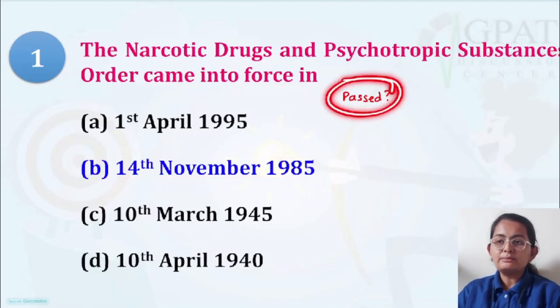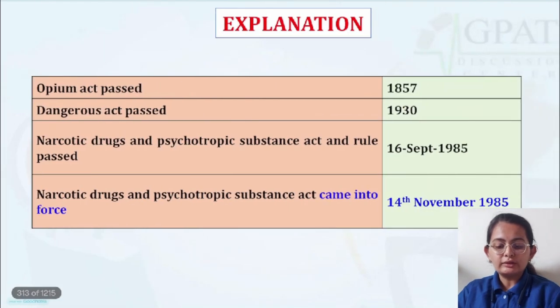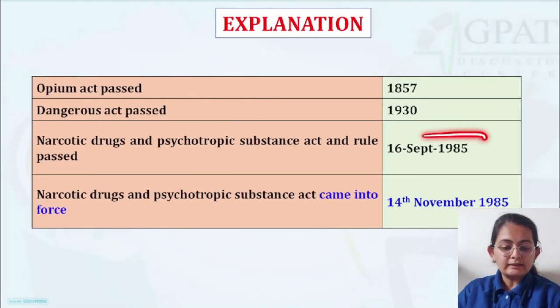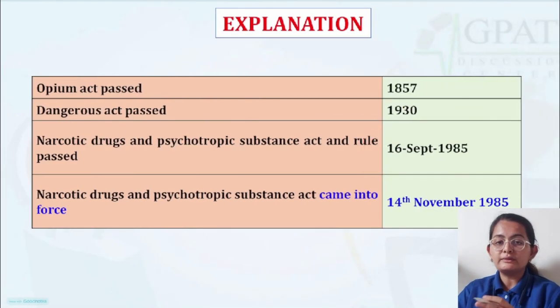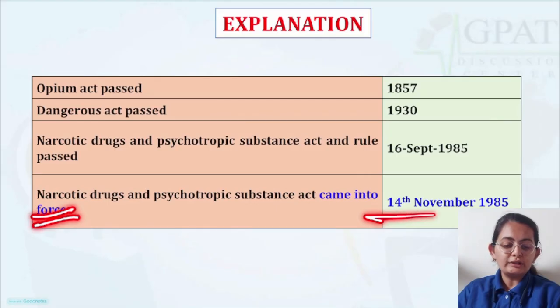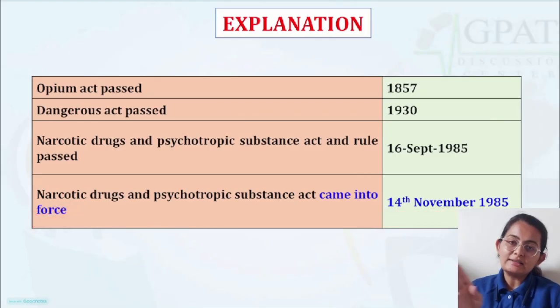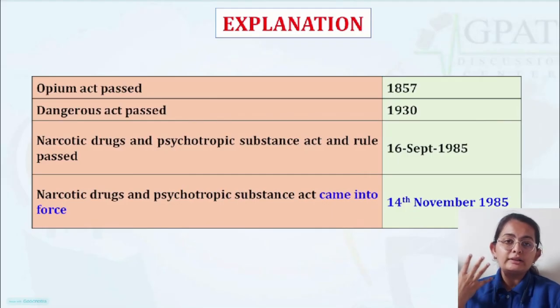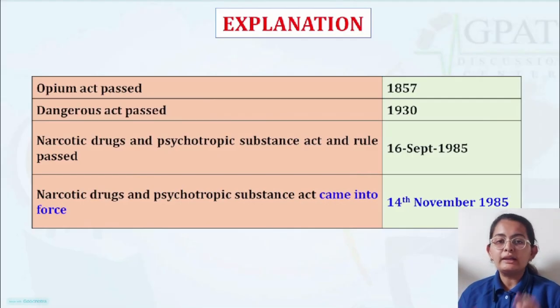But when was it passed? We will be looking at this also. It was passed in the month of September, 16th of September 1985, and it actually came into force on 14th of November 1985. That means the act was passed on 16th September itself, but the whole implementation occurs from the 14th of November all over India. It came into actual realization from that date.